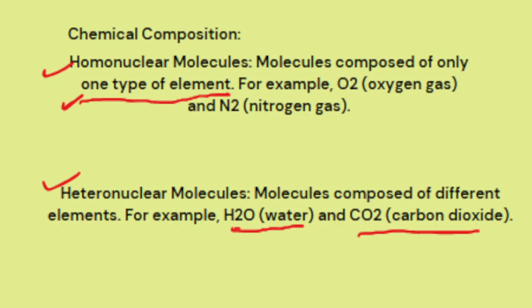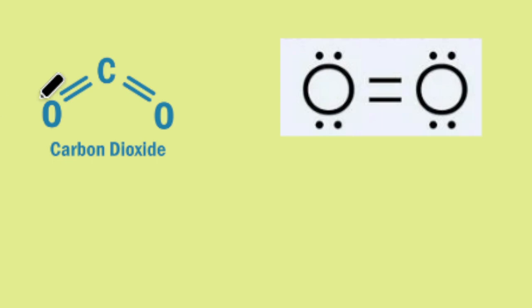To understand better, I take that example. CO2 is a heteronuclear molecule because here two types of element are present, one is the carbon element and the second is the oxygen atom. But in homonuclear molecules only one type of element is present, that is only the oxygen atom. We clearly see here the structure of O2, where two oxygen atoms are bonded by a double bond and make O2.